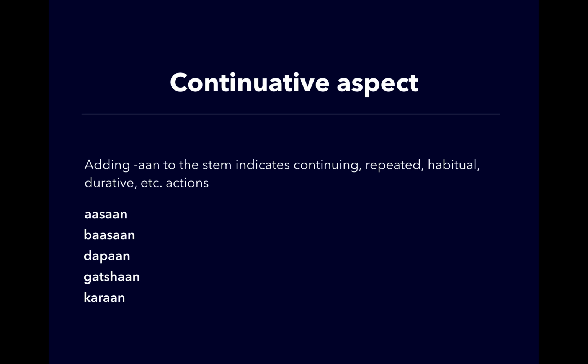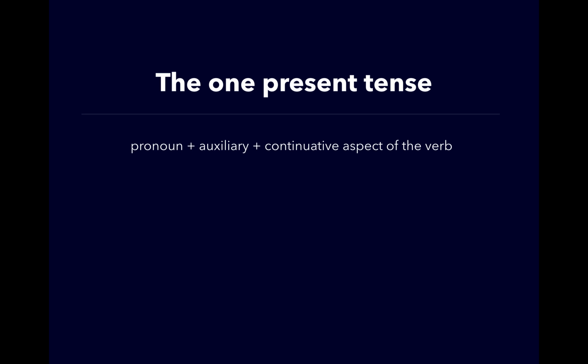Asan, that would be like being; basan, seeming, thinking; daban, saying, narrating, telling; gatan, going; garan, doing. And the way to form the present tense is exactly as it is in English. You have a pronoun, you have the auxiliary, and then the continuative aspect of the verb.